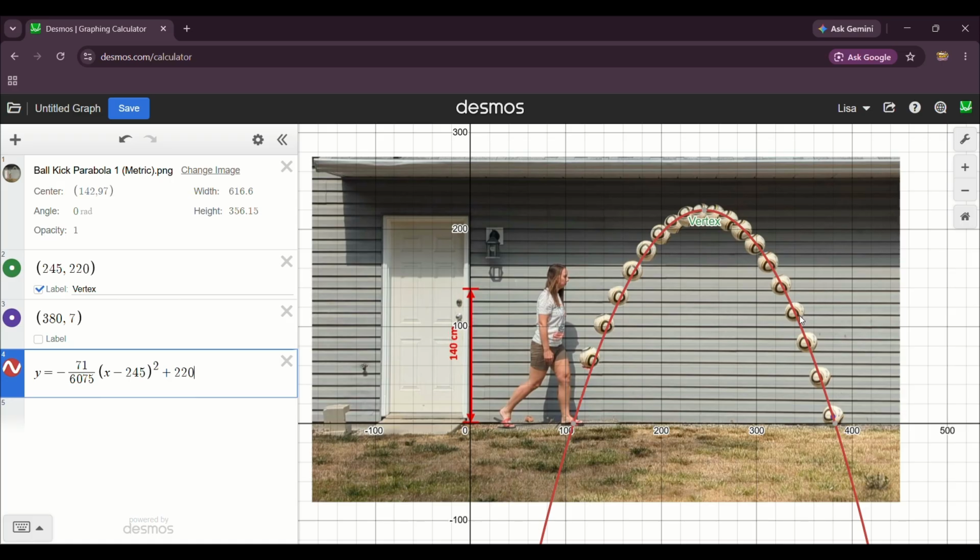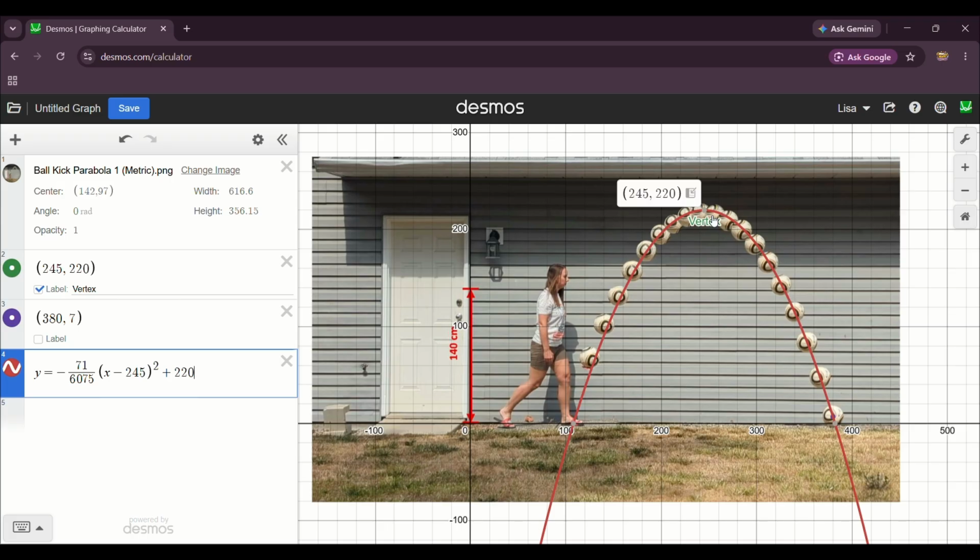It looks like it goes through the center of most of the soccer balls and gets a little bit wonky on the left-hand side. And that's probably because I had to estimate where the vertex was. I could have probably put it a little lower and a little to the left. But because the line does cut through the soccer balls, I'm happy with it.